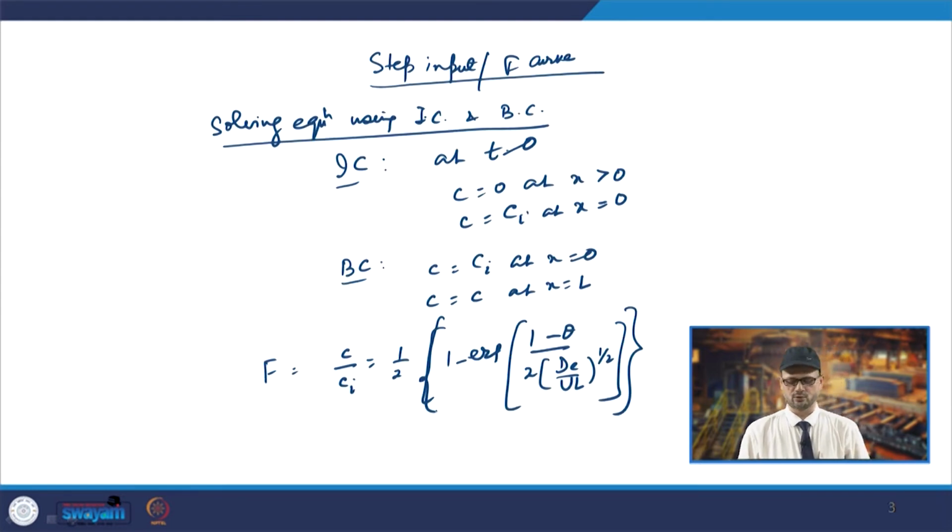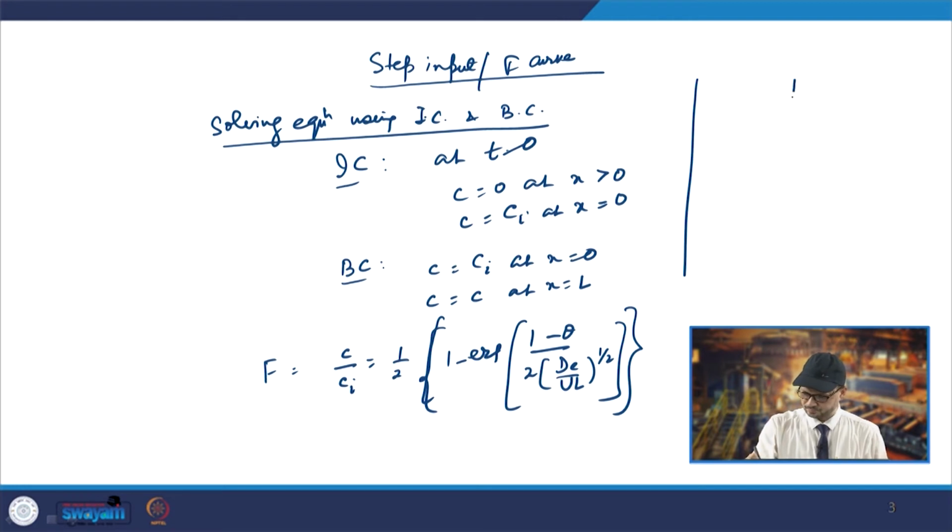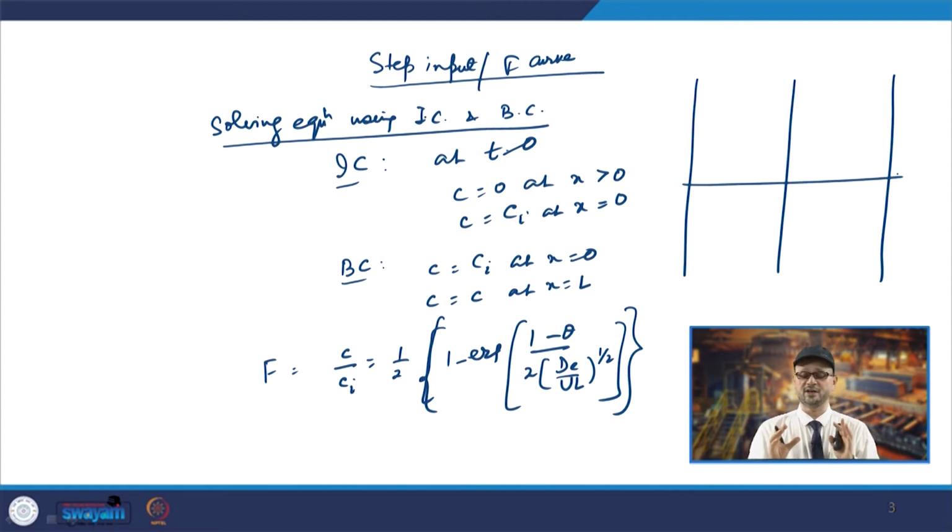Now this is nothing but the equation relating the dimensionless time with the dimensionless concentration F, and you can plot it for different dE by UL, that is, dispersion numbers. What you see is that when you have no dispersion, it leads to the ideal plug flow.